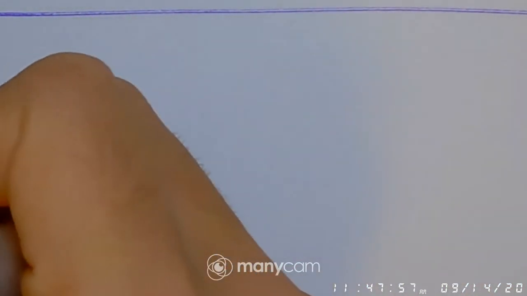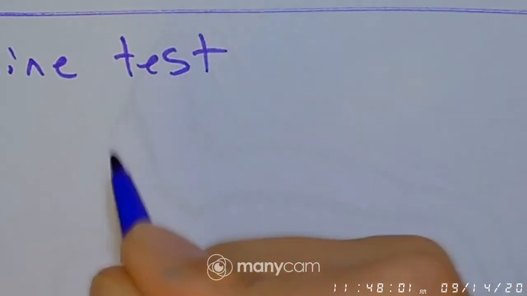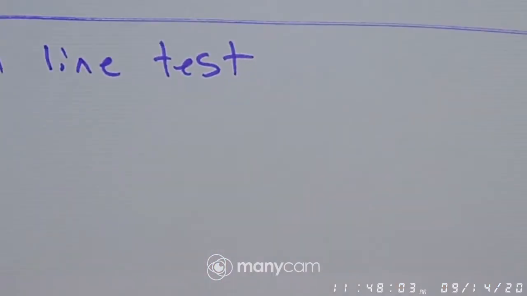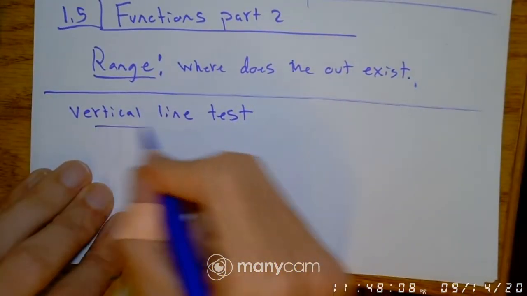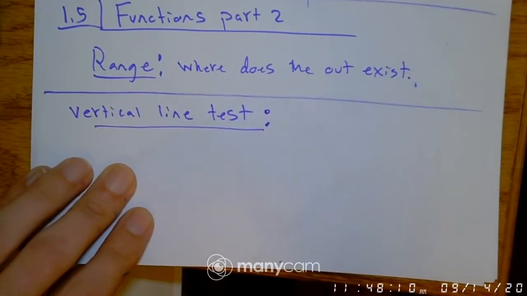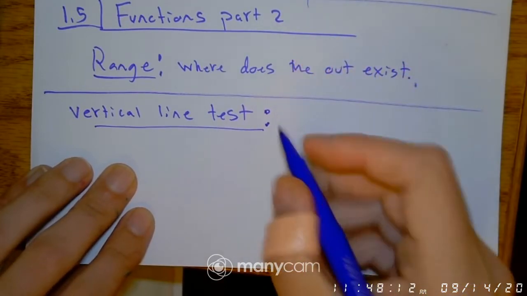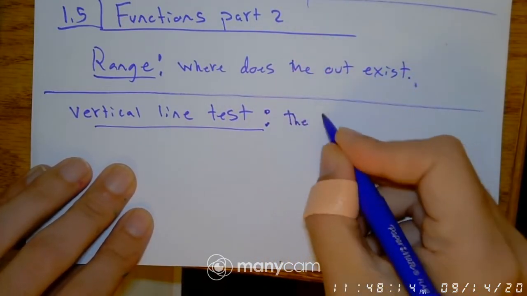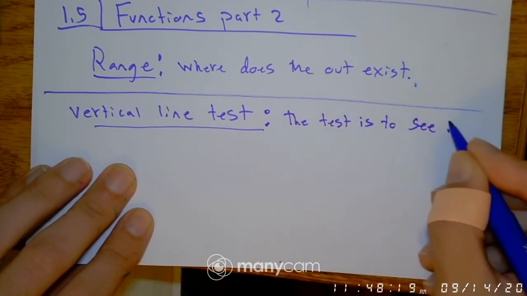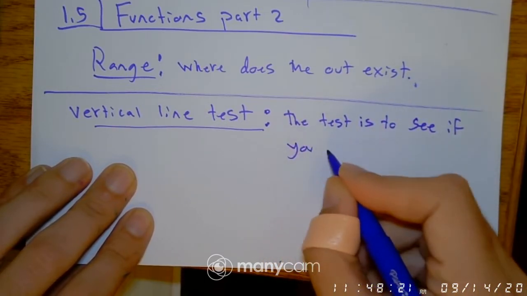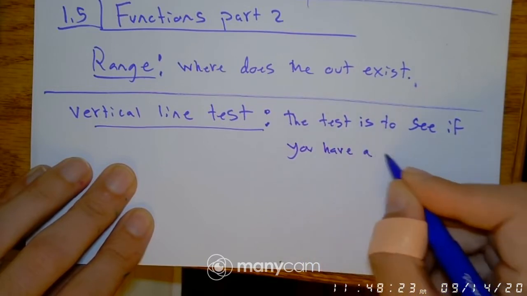What else do we want to talk about? Vertical line test. So you have to be really careful about this. Ooh, I'm too zoomed in, aren't I? Thank you, Wendy. Okay, so the vertical line test. You have to be really careful. There's 2 tests. So this is just one of 2 tests. So this test is to see if you have a function.